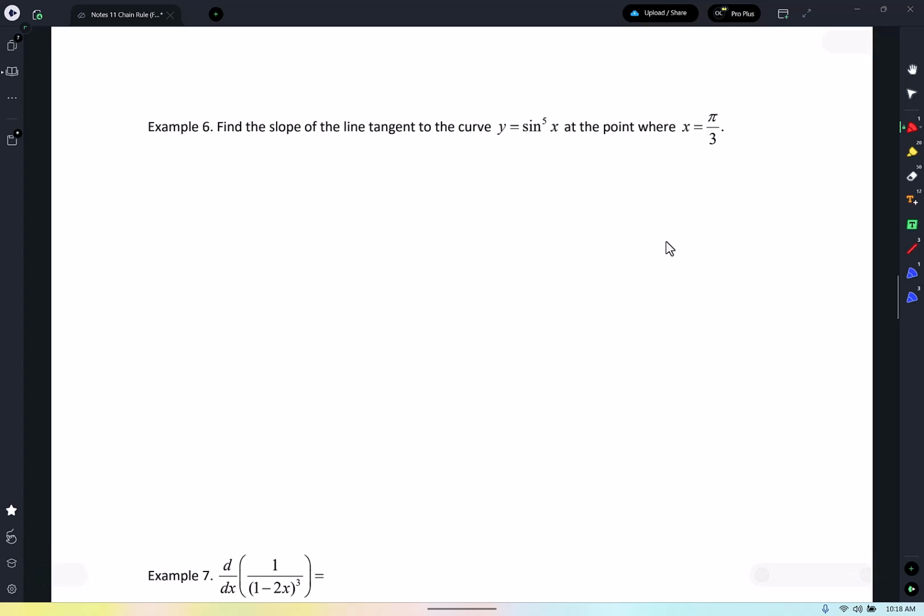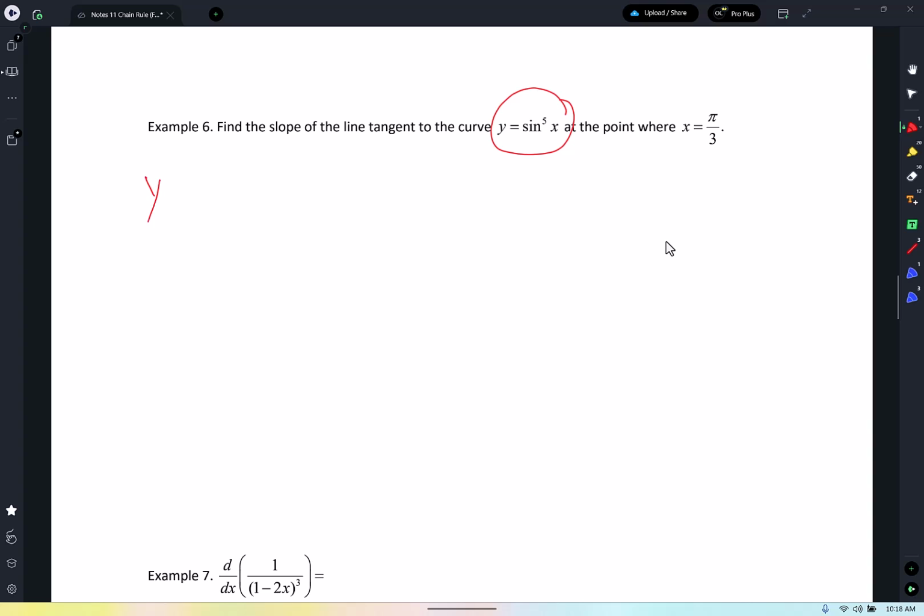Let's go real slow. I'm going to go really slow, guys. Find the slope of the line tangent to the curve y equals sine of x to the fifth power at the point where x equals pi over 3. Before I even start, it's a sine that is being raised to the fifth power. Come on, Travis, focus. So it's a sine that is being raised to the fifth power. Do we see that, guys?